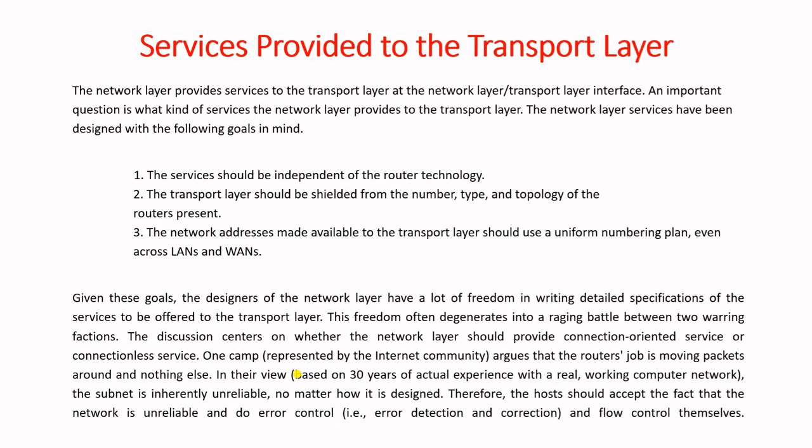The first goal is that the services should be independent of the router technology. The second goal is that the transport layer should be shielded from the number, type, and topology of the routers present. It does not affect the functionalities of the transport layer how many routers there are or what the topology is. The third goal is that the network addresses made available to the transport layer should use a uniform numbering plan, even across multiple local area networks and wide area networks.